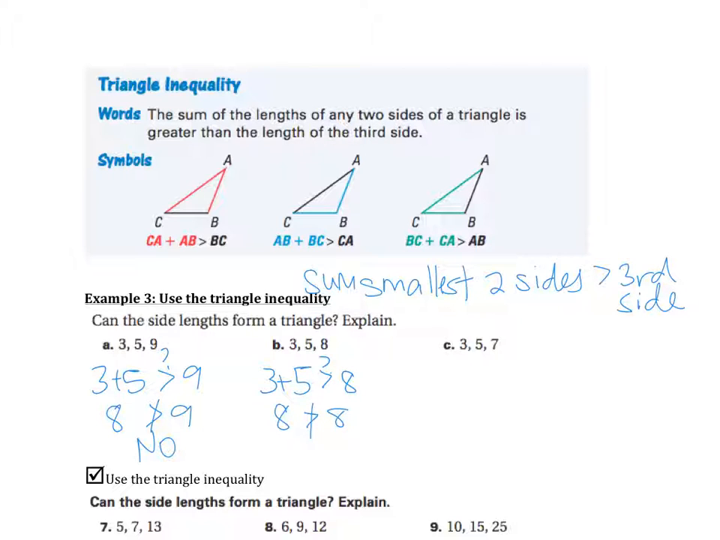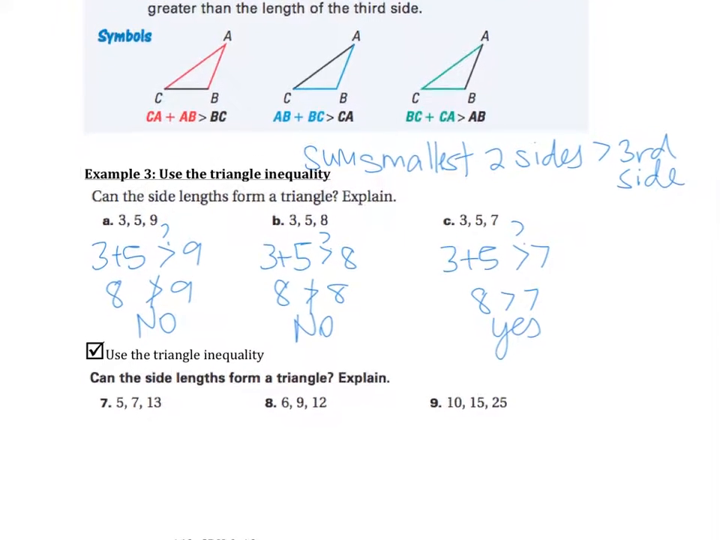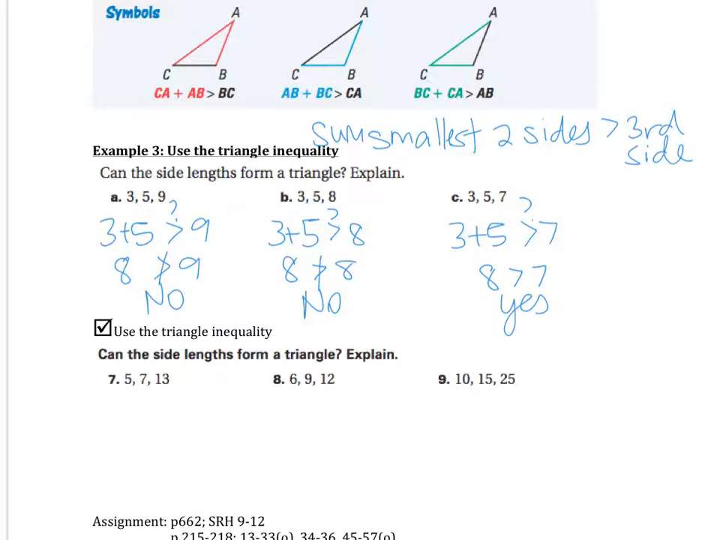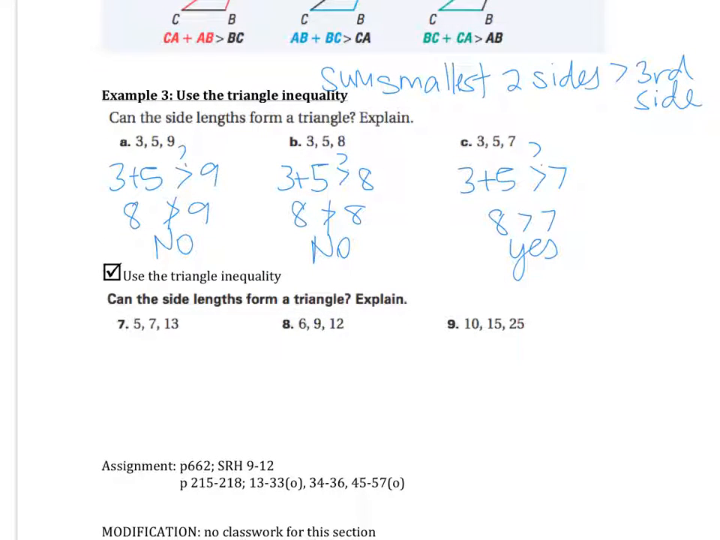Three plus 5 is not greater than 8, so that would not form a triangle. But 3, 5, and 7 would, because 3 plus 5 is greater than 7. So you try the next ones.